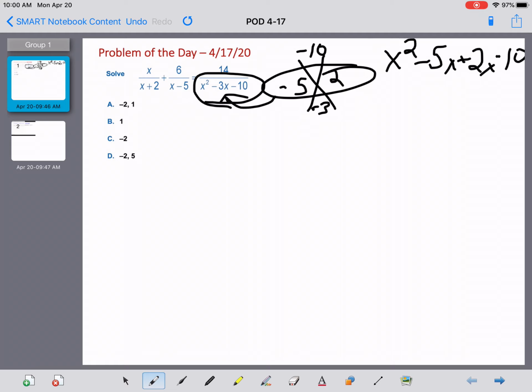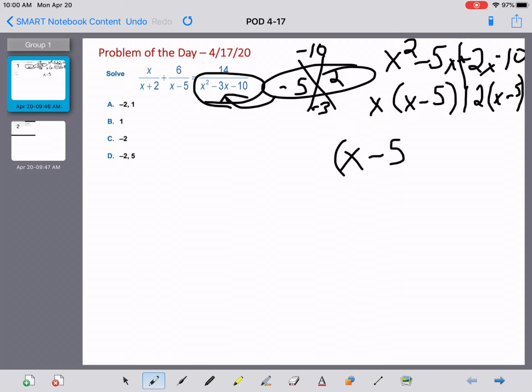Sorry for the sloppy handwriting. Split it in half, pull out the greatest common factor on each side. We get x times x minus 5. Over here we can take out a 2. 2 times x minus 5. And again, we take out the greatest common factor of this. We end up with taking out an x minus 5 times x plus 2 is left.